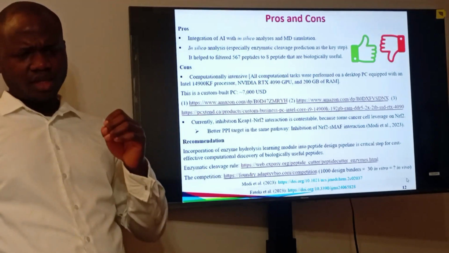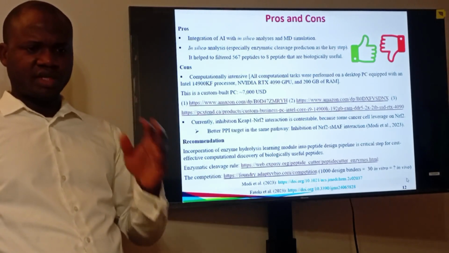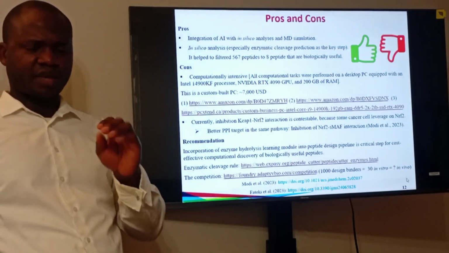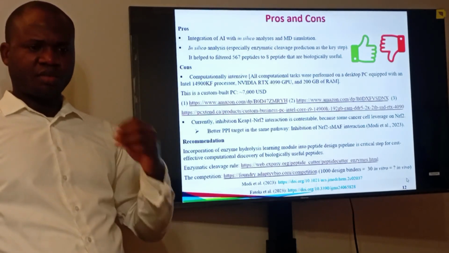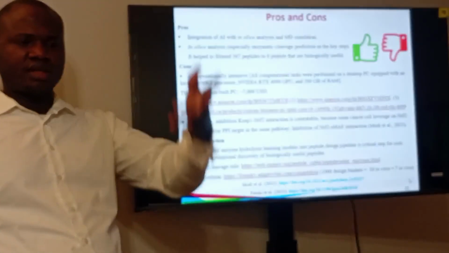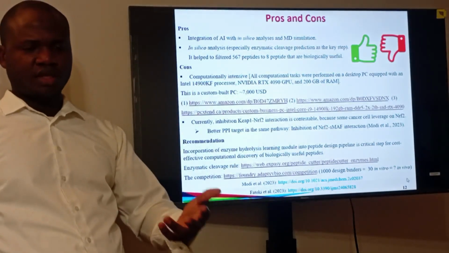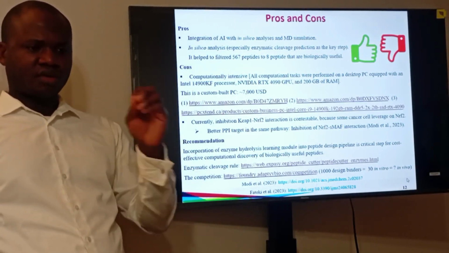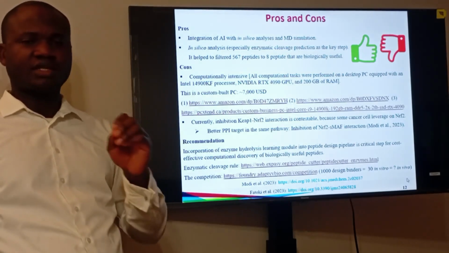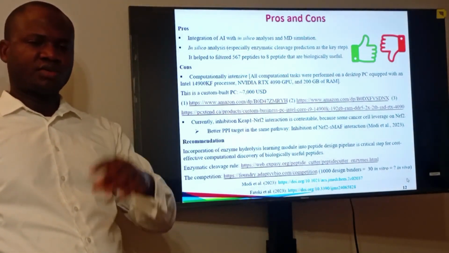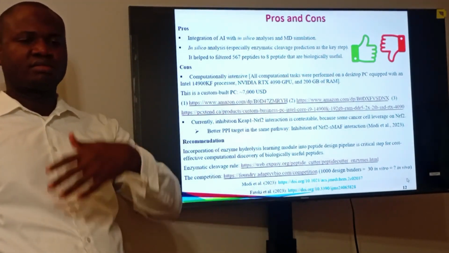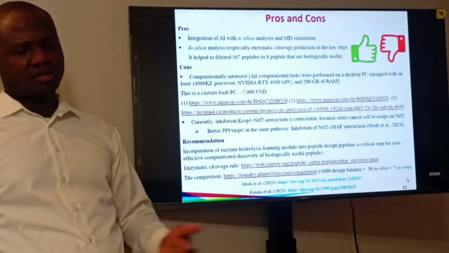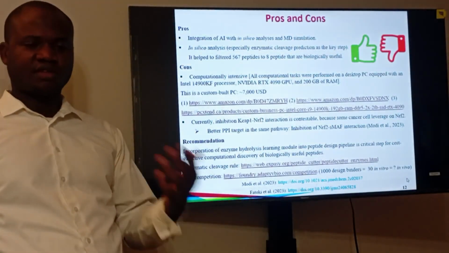And yes, it is possible to incorporate an enzyme hydrolysis learning module into the design pipeline. If there is a way to incorporate enzyme hydrolysis into RF diffusion, that will go a long way, because it will be a critical step for cost-effective computational discovery of a biologically useful peptide. So what is the essence that we generate 1,000 peptides using very sophisticated equipment and resources, and then at the end only 8 were found to be biologically relevant?